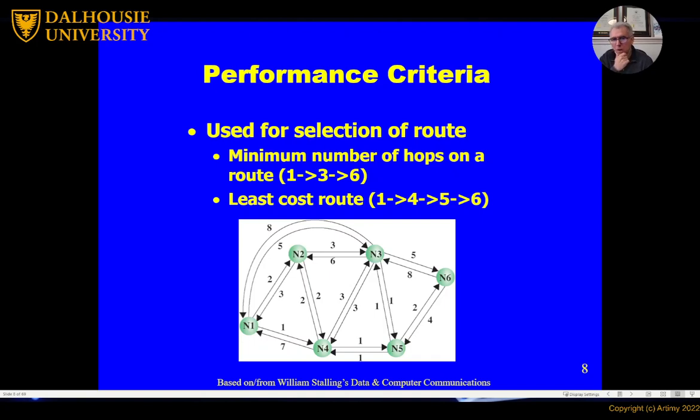Although the slide will give you two options, based on minimum number of hops or based on the least cost, I would say that both of them are based on least cost. It's just that in the first option, the cost is calculated as the number of hops, while in the second option, the cost is based on another criterion like delay. So it's always the least cost. Just what we mean by the cost is different.